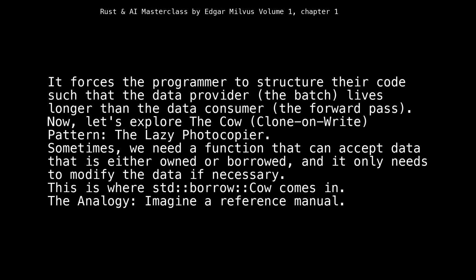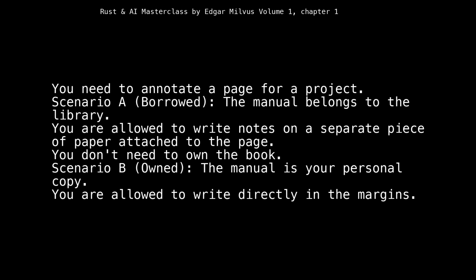Sometimes, we need a function that can accept data that is either owned or borrowed, and it only needs to modify the data if necessary. This is where std::borrow::Cow comes in. The analogy: imagine a reference manual. You need to annotate a page for a project. Scenario A: borrowed. The manual belongs to the library. You are allowed to write notes on a separate piece of paper attached to the page. You don't need to own the book.